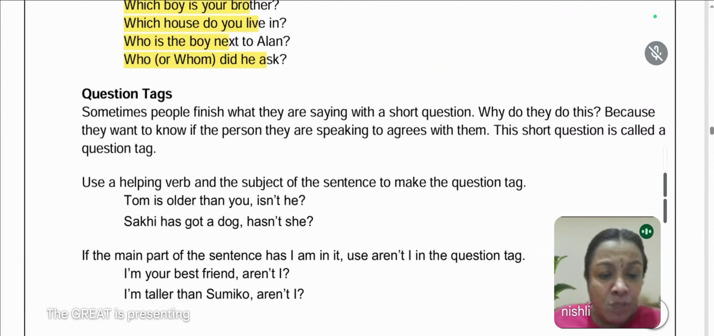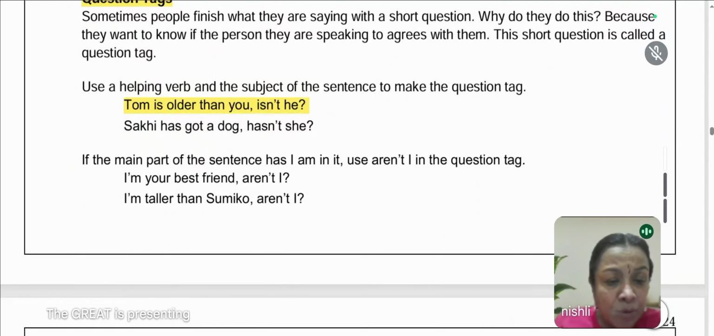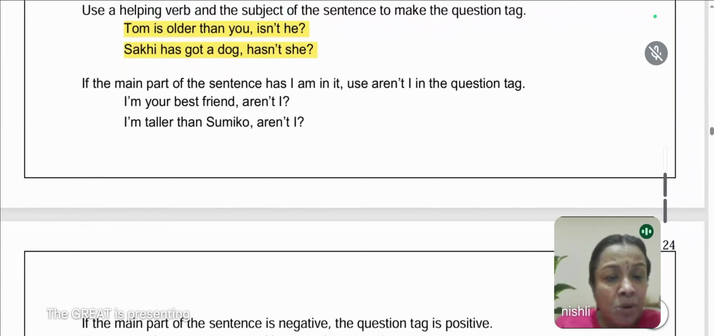Question tag. Sometimes people finish what they are saying with a short question. Why do they do this? Because they want to know if the person they are speaking to agrees with them. The short question is called a question tag. Use a helping verb and the subject of the sentence to make the question tag. Tom is older than you, isn't he?